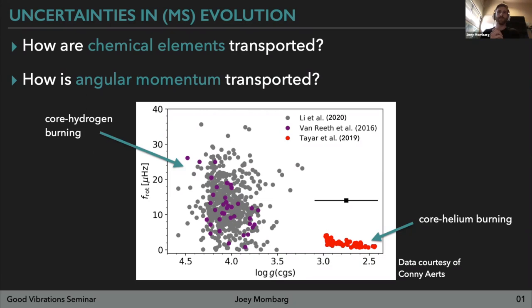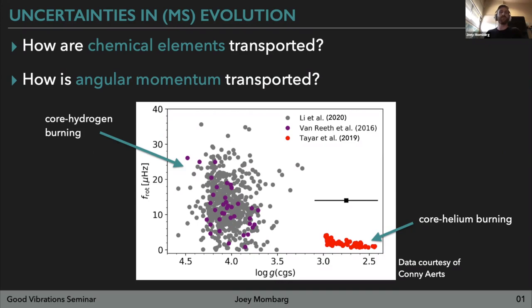So if we want to see what happens during the early stages of stellar evolution, so during the main sequence, as you can see here from this typical uncertainty on the surface gravity, this is not sufficient to really see what stars are doing throughout the main sequence. So for that, we need something better, a better estimate than this surface gravity.